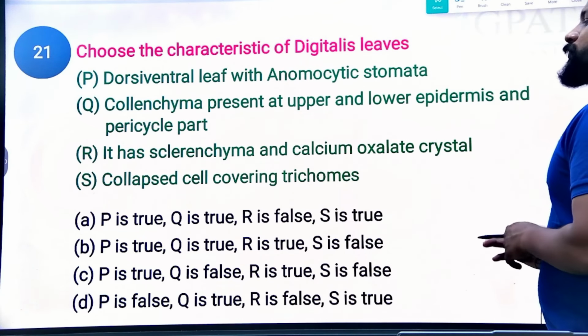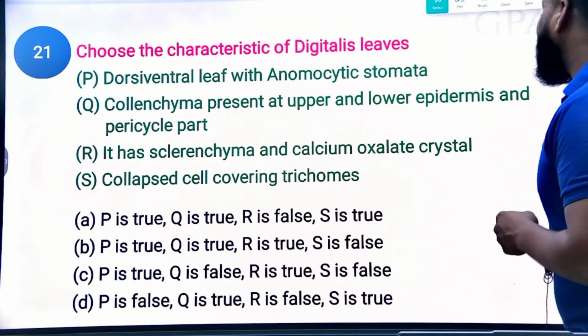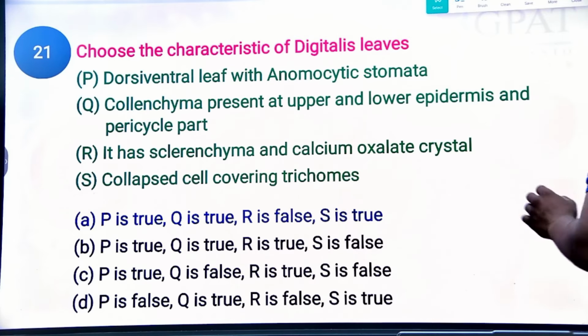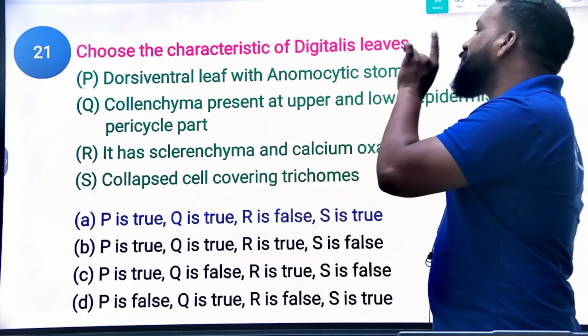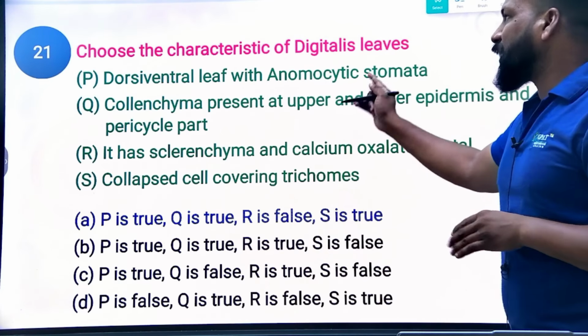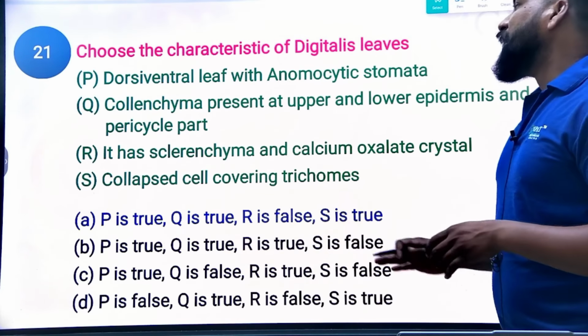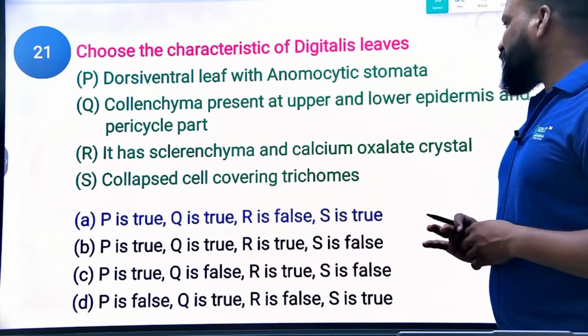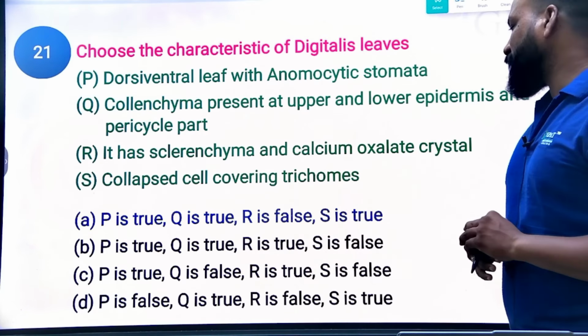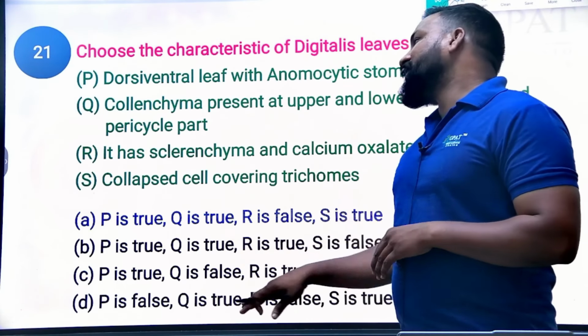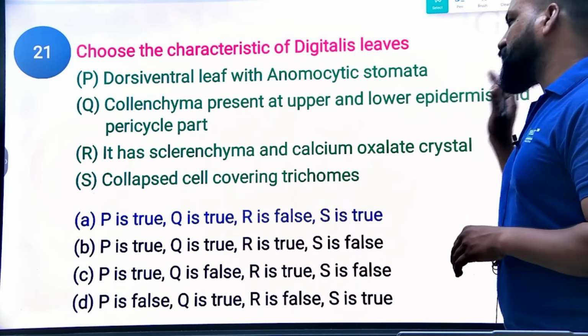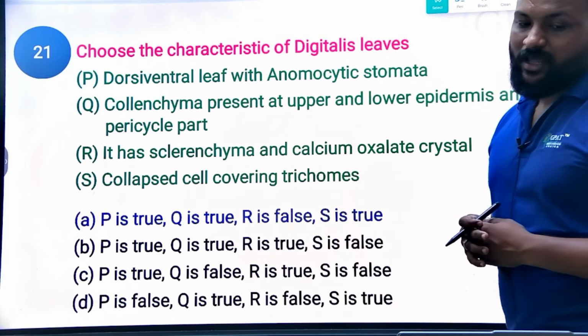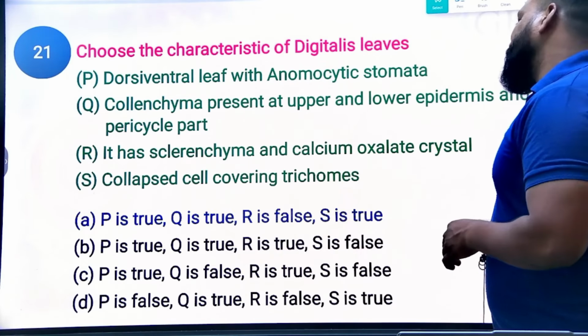Undoubtedly the right answer will be option A. P is true because it contains a dorsiventral leaf with anomocytic stomata. Q is true. It contains sclerenchyma present in the upper and lower epidermis in the pericyclic part. But R is false. It says it has sclerenchyma and calcium oxalate crystals, but it doesn't have the sclerenchyma. And yes, collapsed cells covering trichomes are present in it.